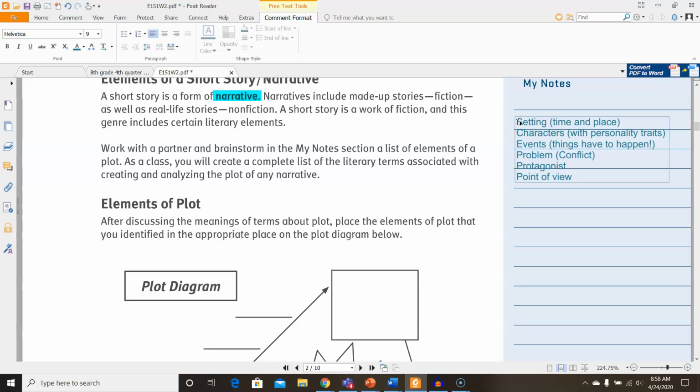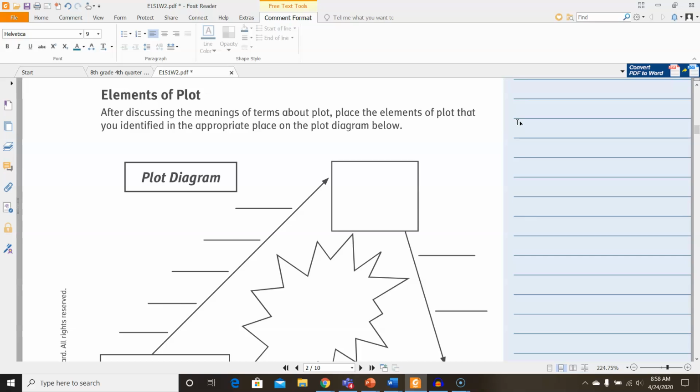If there are any other things you can think of, which I'm sure there are, I'm just giving you a very basic list. Feel free to let me know and add them to your own lists as well. So let's go down to the plot diagram.